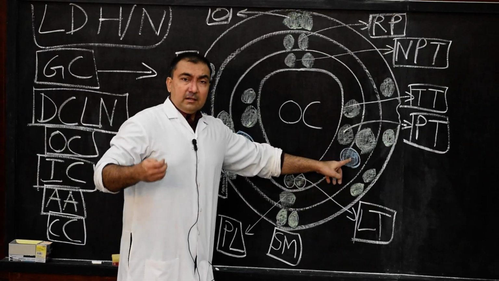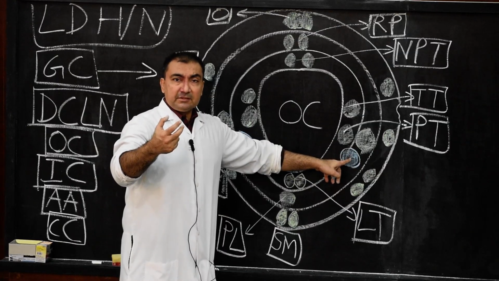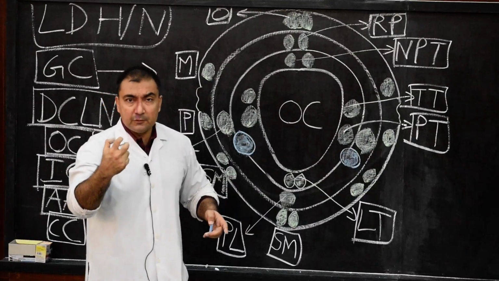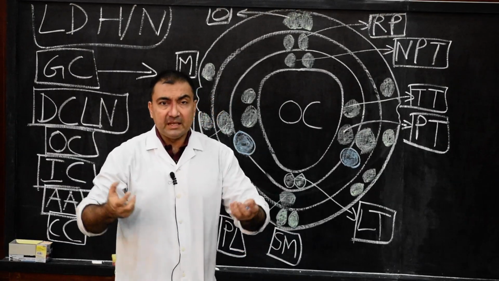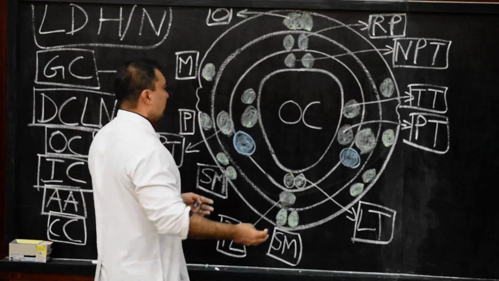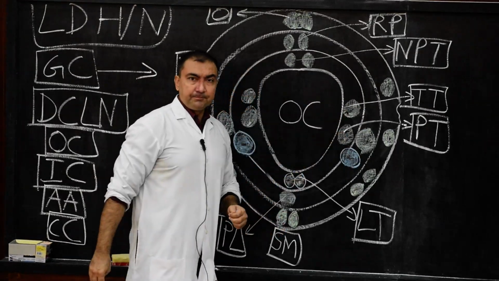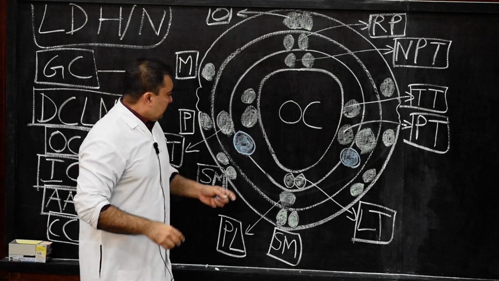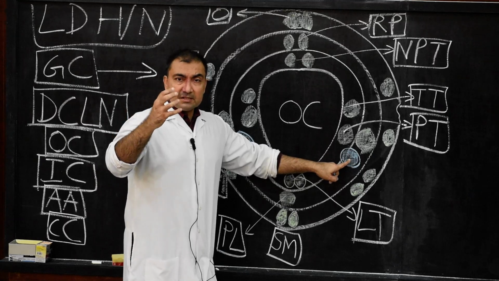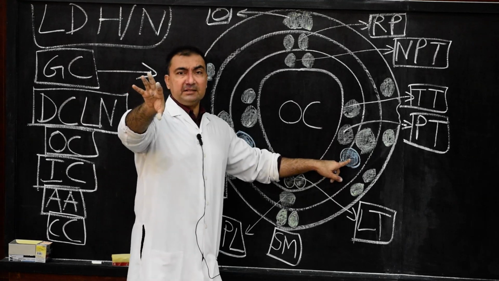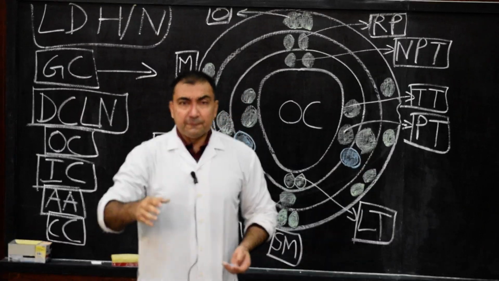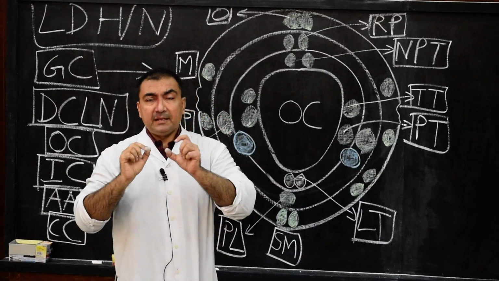Now, the deep cervical lymph nodes located around the internal jugular vein are the main lymph nodes, the main lymphatic channels of head and neck. They will receive the afferent channels from all these outer ring and inner rings. So from the deep cervical lymph nodes located around the internal jugular vein, what will be the pattern of drainage of lymph?